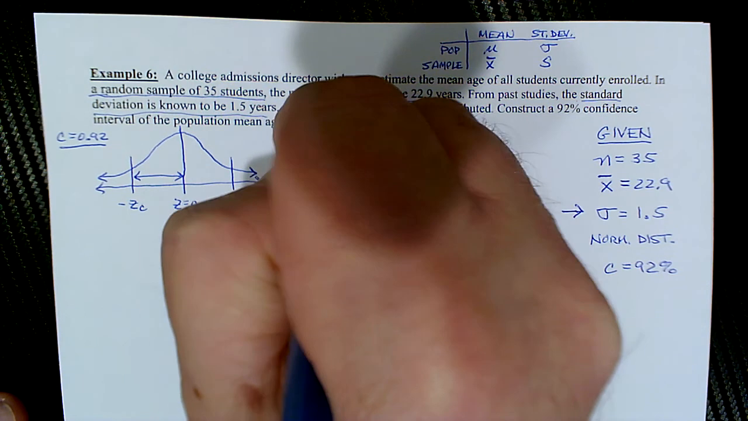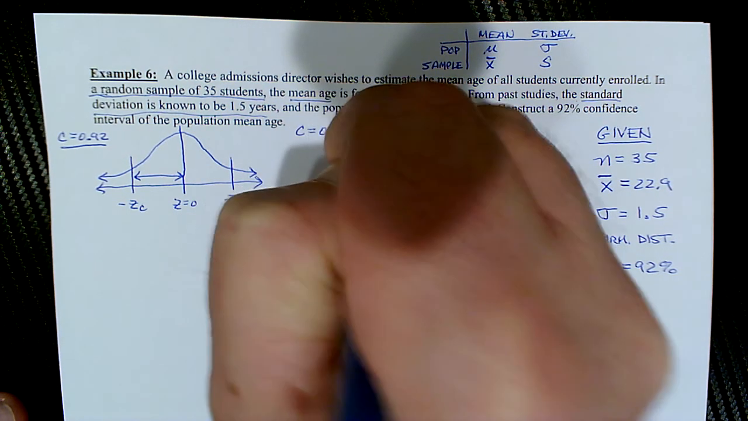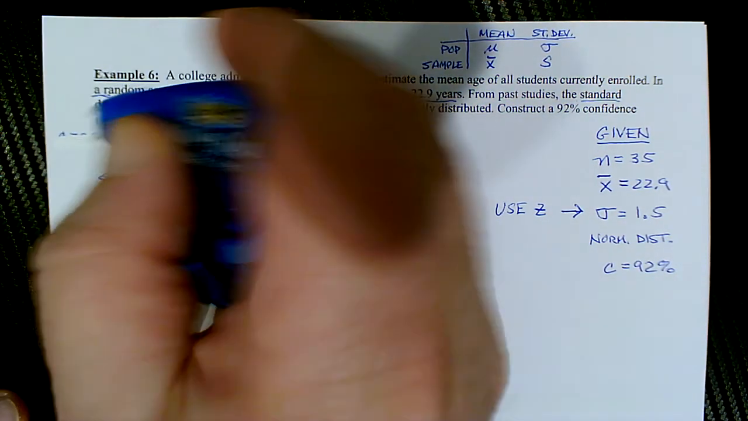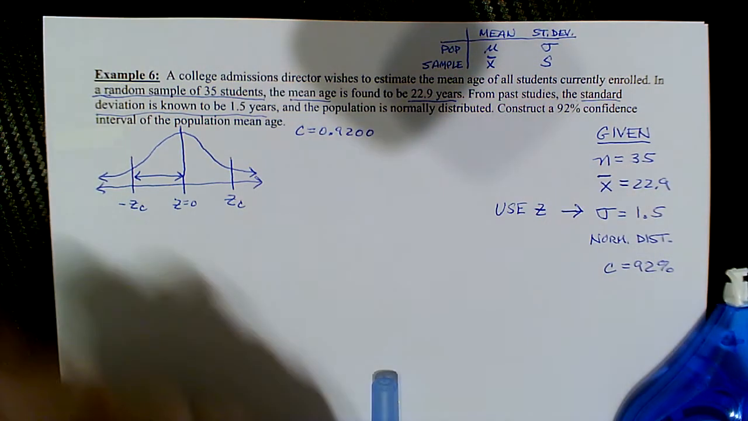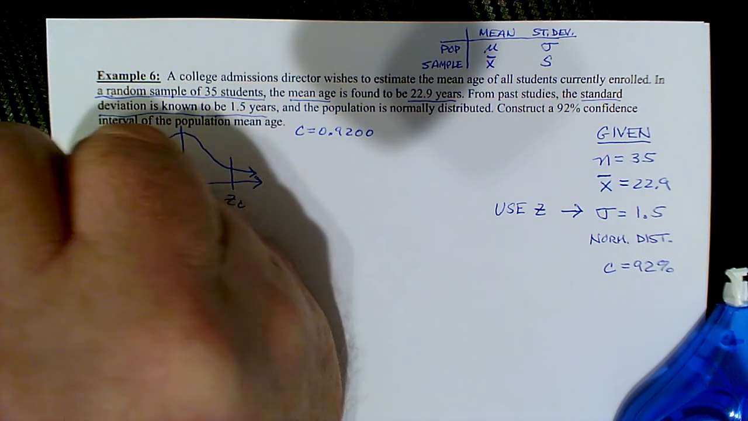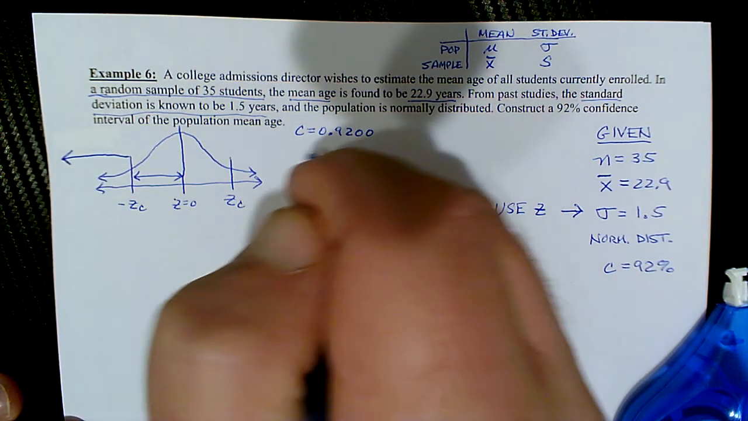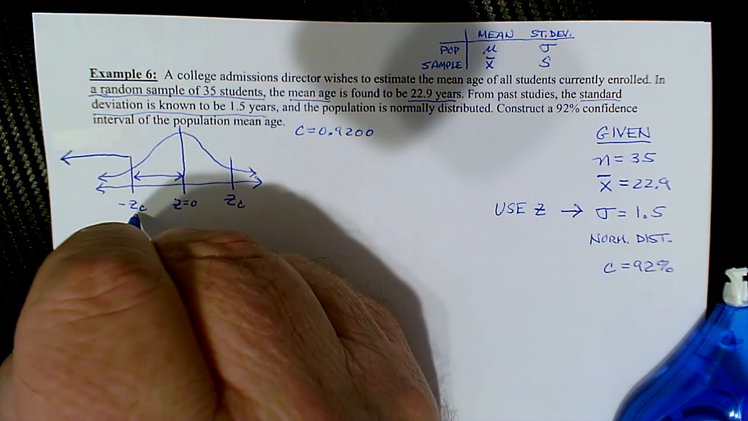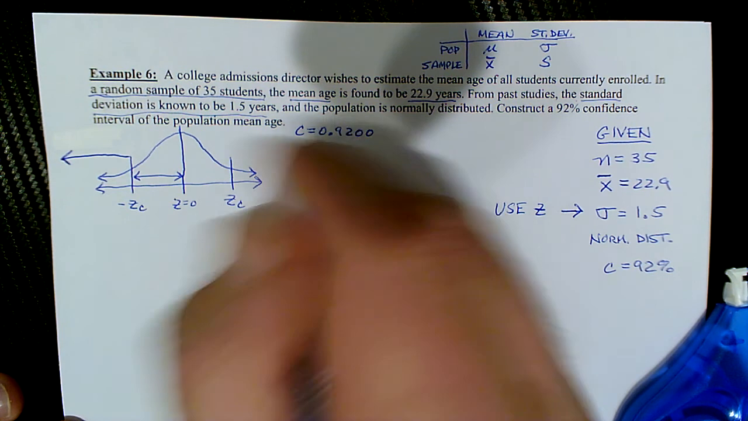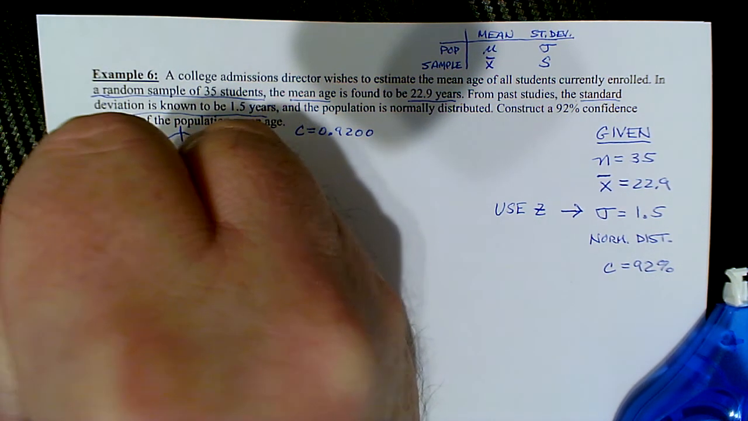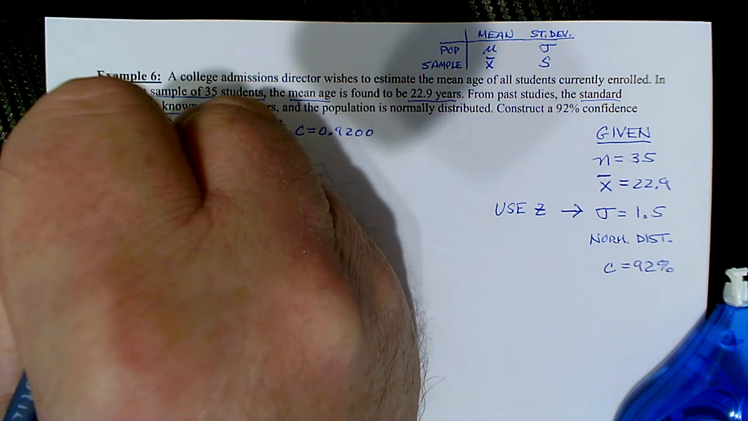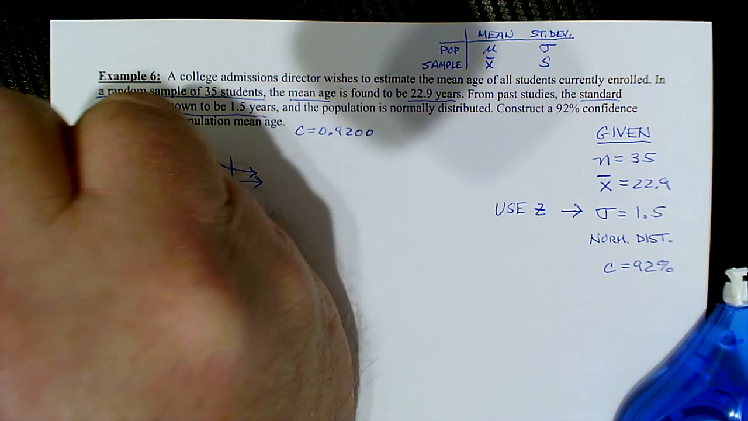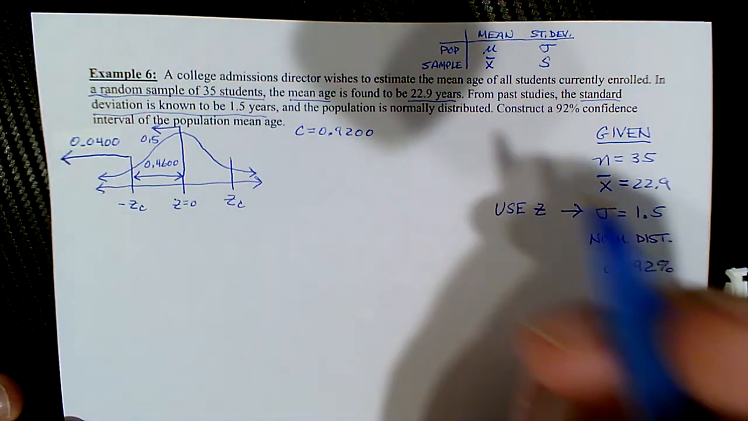I might actually put it over here. C equaling 0.9200. I'll get rid of this, and the reason why I want to get rid of that is because I want to draw a left cumulative arrow here. If the whole thing between negative Z sub C and Z sub C is 0.92, then this area is 0.4600, and subtracting that from 0.5, we get 0.0400.